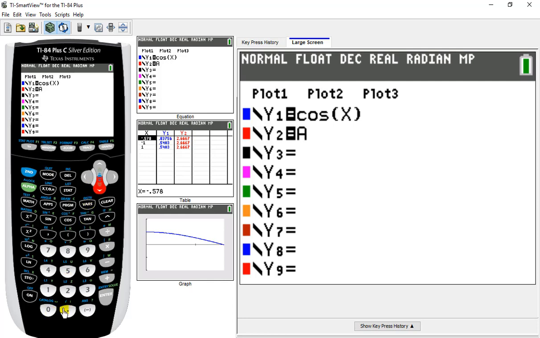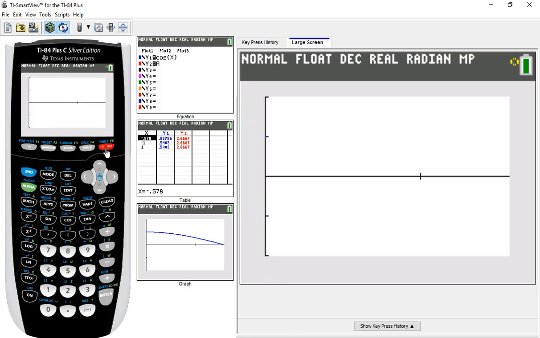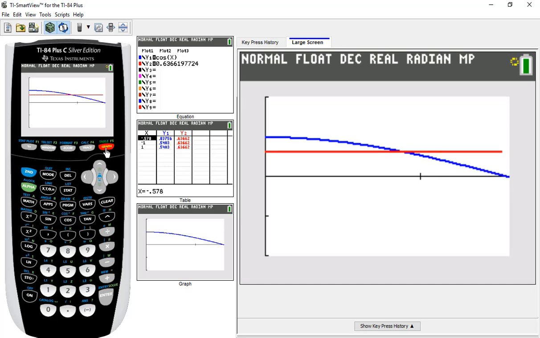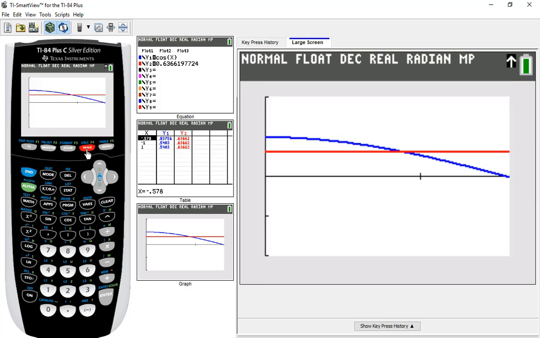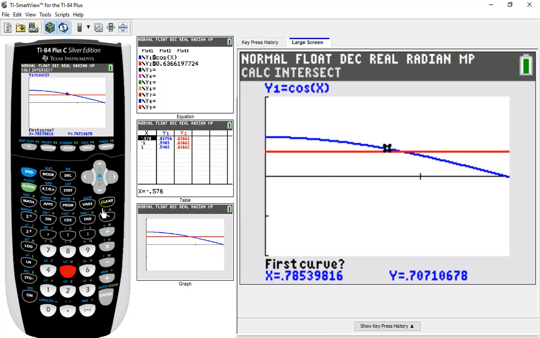That's why I always want to write down the number, because now I can go back and I can just do 0.6366197724, and I can graph like that. There we go. Here's our first one. There we go. And so I need this intersection over here on the right side. So we're going to go, oops, wrong one, clear. We're going to go second, calculate, number 5. And so we need the intersection here. Oh, we're pretty close already.